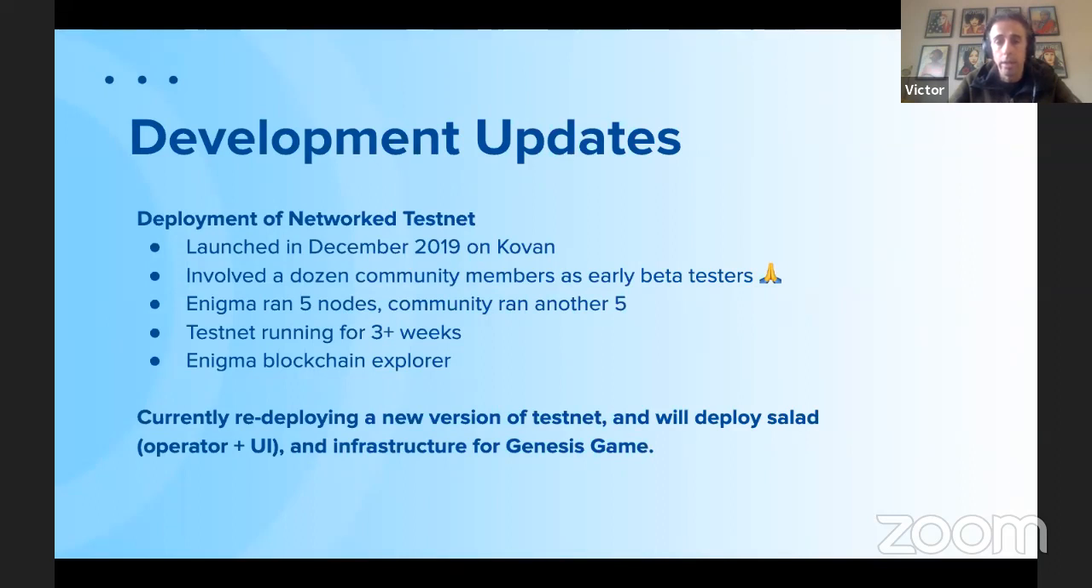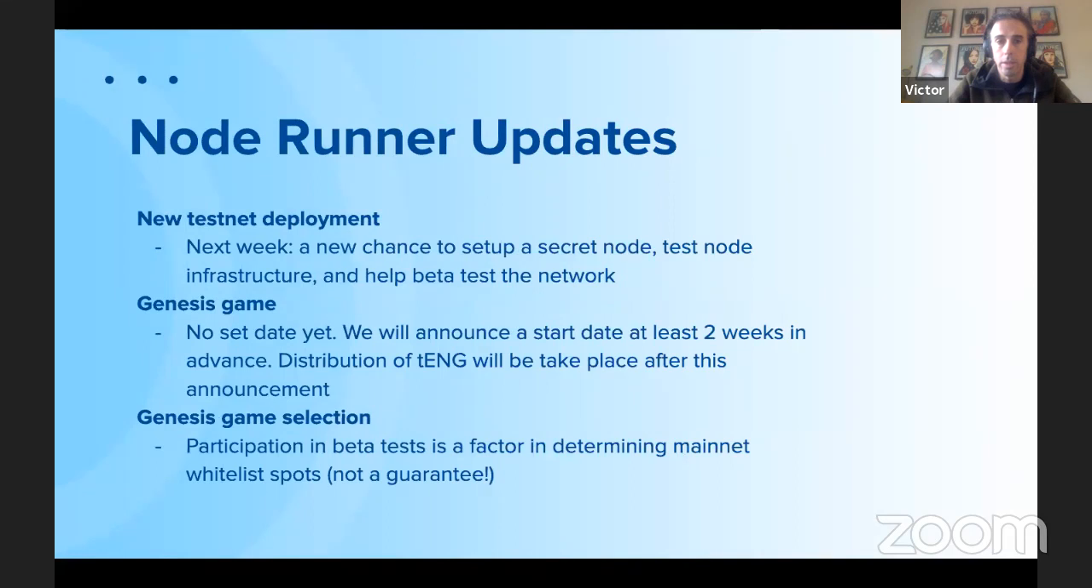So we are currently in the process of doing so, where a new contract has already been deployed, and we're in the process of redeploying the nodes again. So we have to bring them down, repackage the code, bring them back up, and so on. And with that new testnet up and running, the next steps will be to deploy Salad again and the infrastructure needed for the Genesis game. So that's my development update, and I'm passing it on to John for updates on node runners.